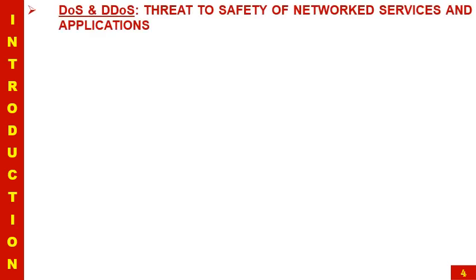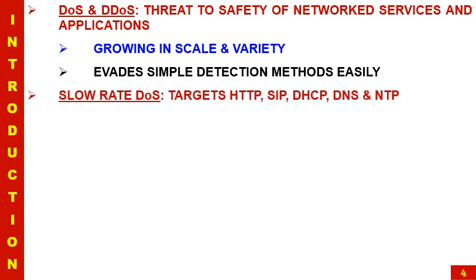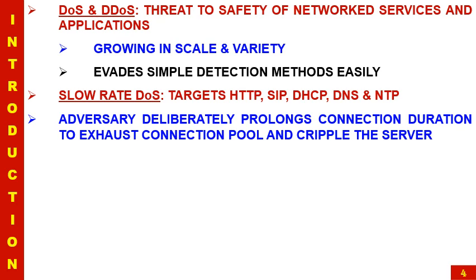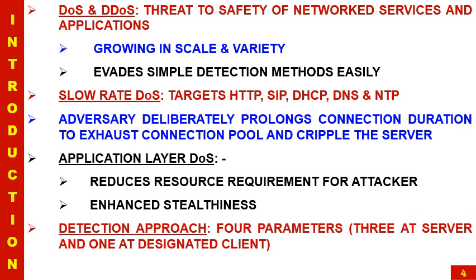DoS and DDoS pose a threat to the safety of network services and applications. They are growing in scale and variety, and simple detection methods are easy to evade. HTTP, SIP, DHCP, DNS, and NTP are example targets. The modus operandi of an adversary is to cripple the server by prolonging the connection duration to exhaust the connection pool. Application layer denial of service reduces the resource requirement for an attacker. That's why they are much more liked by an attacker, and it also enhances the stealthiness of the attack.